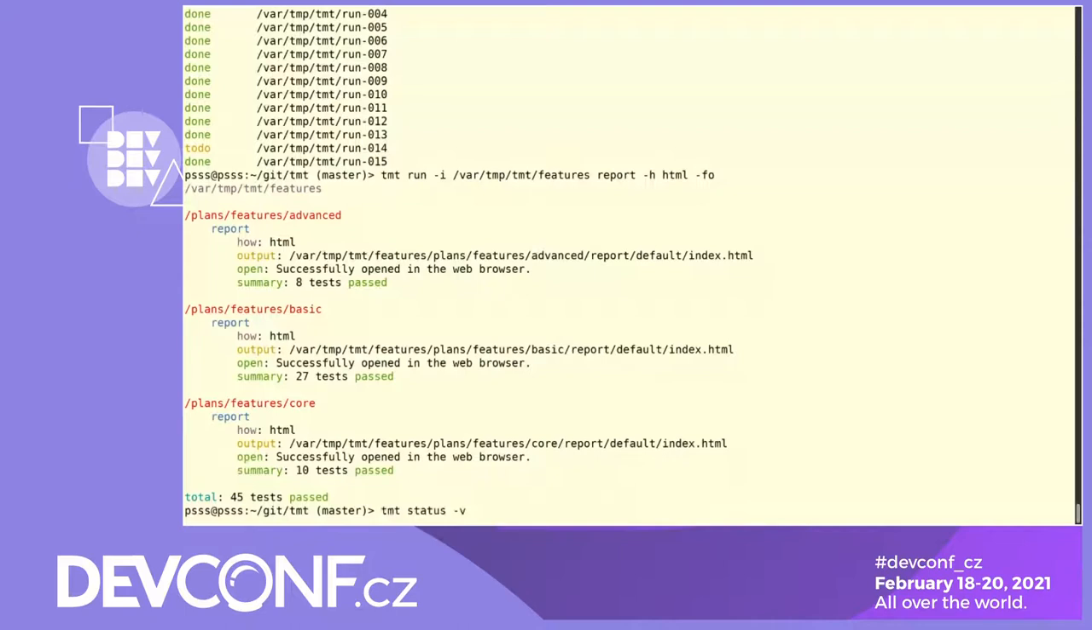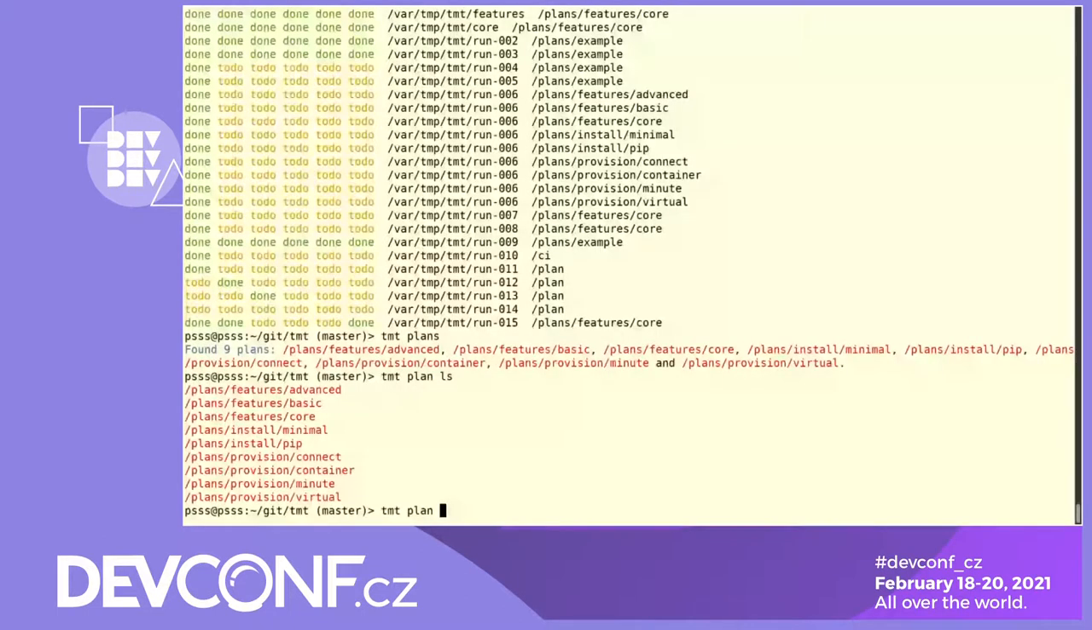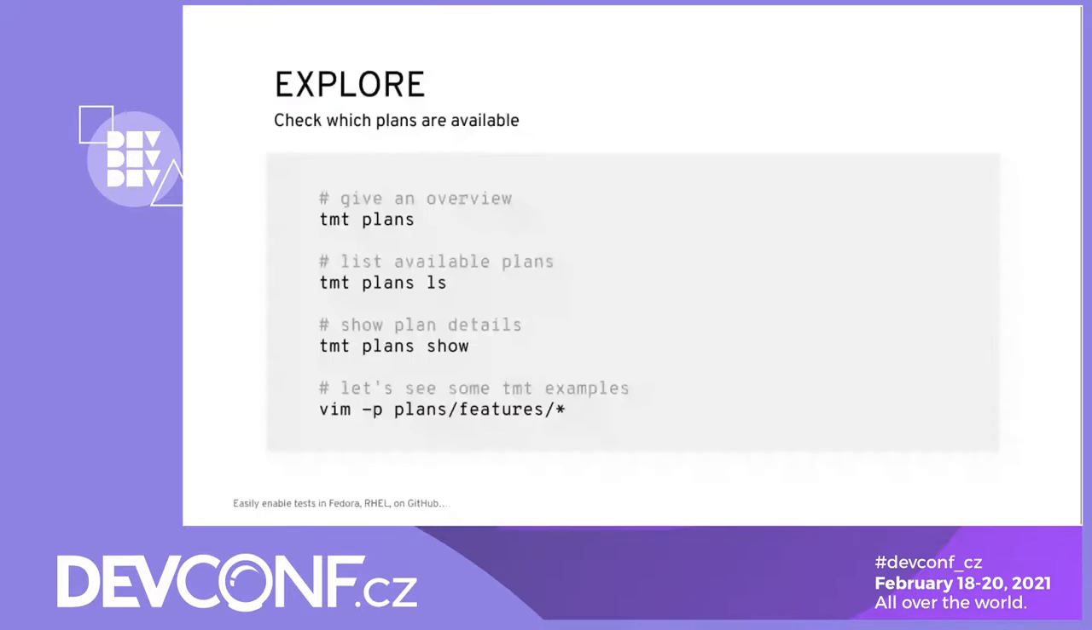Hopefully the slides will help with the examples, because we have most of that covered in the slides as well. So here we go with tmt plan. The tmt plan command is for managing plans. The plan looks like this. There's some summary. You define the provision, you define the prepare step, you define what should be executed. That's the plan. What you can do with plans is check what's available, tmt plans. You can do tmt plan list, or you can do tmt plan show, for example, for the core plan, and you would get some more details about that. So that's for plans, listing, showing, and we could dive into some examples, but I think let's go on.